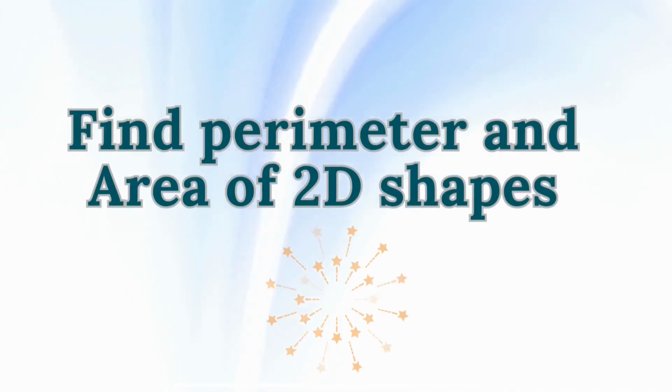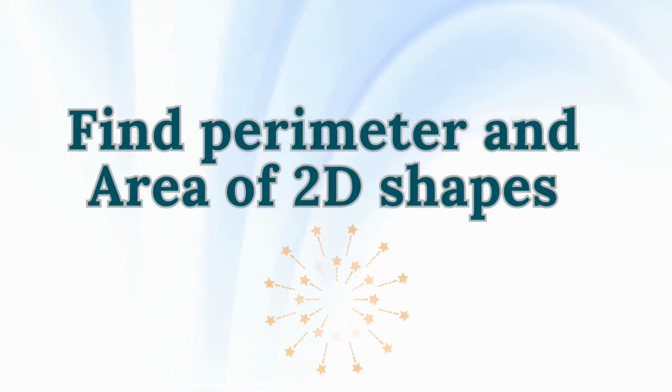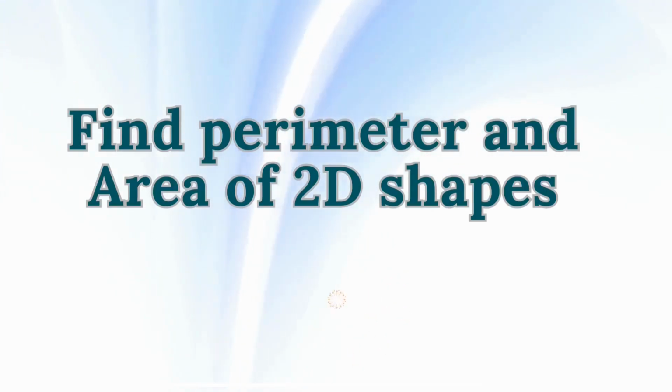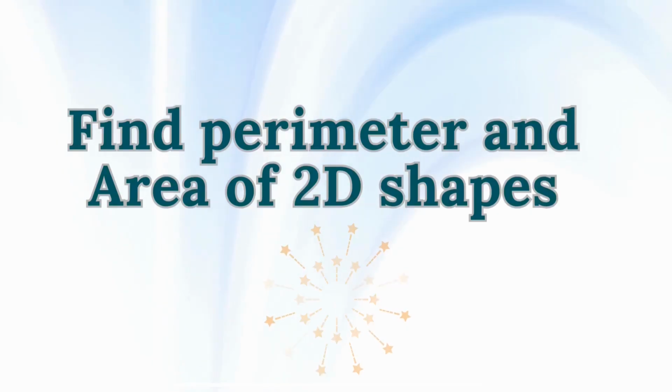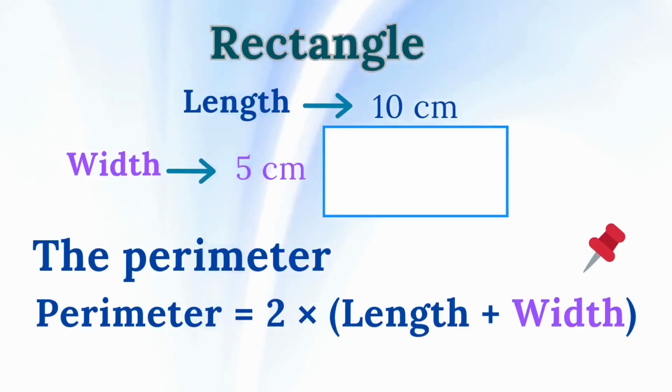Perimeter and area of two-dimensional shapes. Now, let's learn how to calculate the perimeter and area of some common two-dimensional shapes, like rectangles, squares, and triangles. Let's start with a rectangle. In this example, the rectangle has a length of 10 centimeters and a width of 5 centimeters.